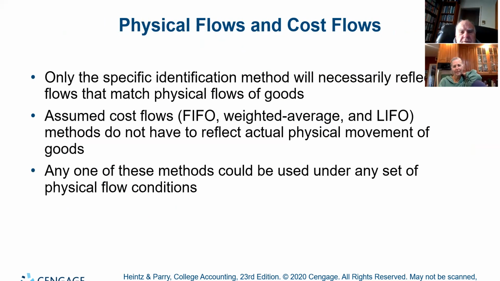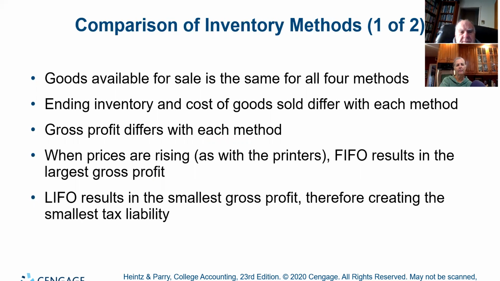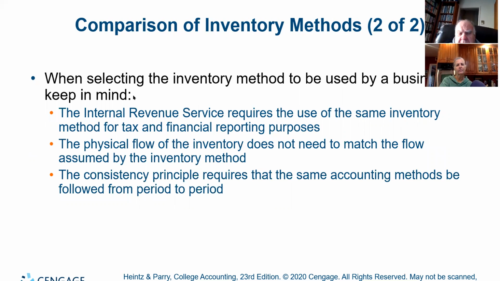Only the specific identification method reflects the flows that match physical flows of goods. Assumed cost flows like FIFO, LIFO, weighted average have nothing to do with the actual physical movement. Any one of these four methods could be used under any set of physical flow conditions. This is an important concept, and I think you understand it already.